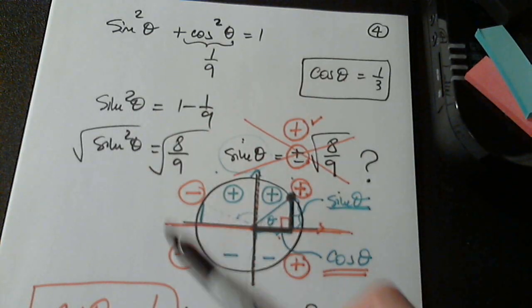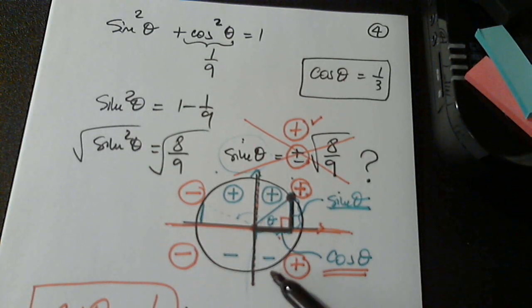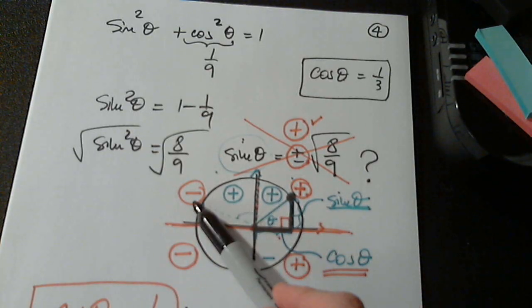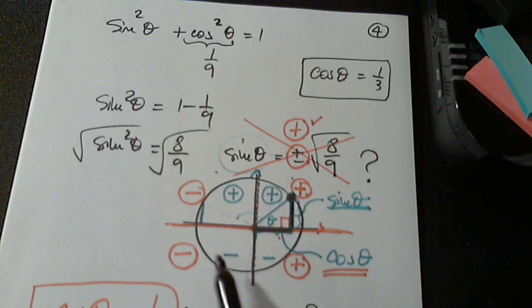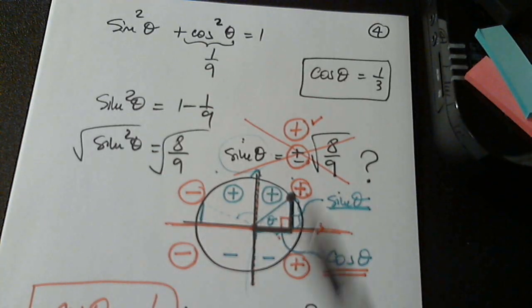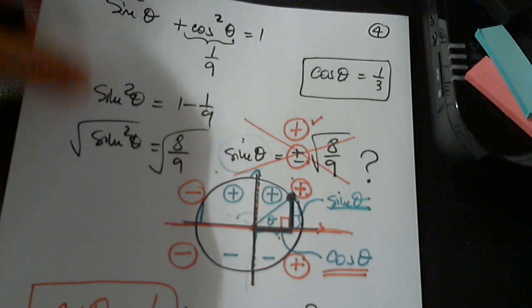So the sign of the trig functions in each quadrant. Both are positive. Here sine is positive, cosine is negative. Here they're both negative. And here cosine is positive, sine is negative. We need to remember this forever. You're going to see where we apply it again.